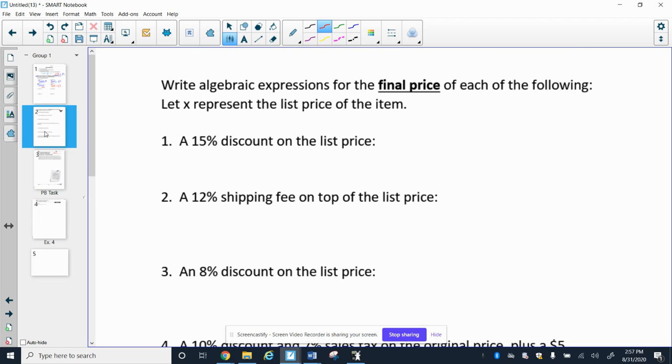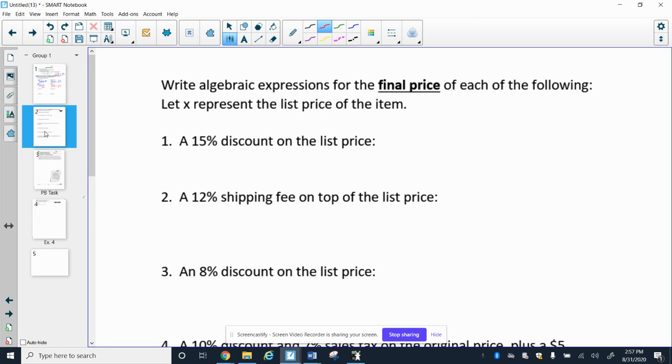Now it says write algebraic expressions for the final price of each of the following. By the way, we flipped over to the back side of this worksheet for the second page if you're doing this on the PDF. It says let X represent the list price of the item. So X represents the list price. That's what we don't know. If we look at number 1, it says we have a 15% discount on the list price.